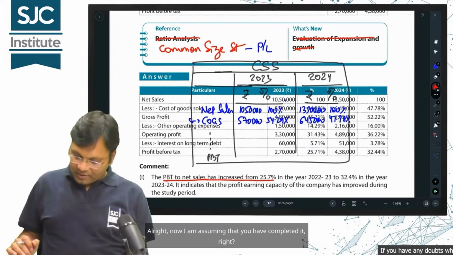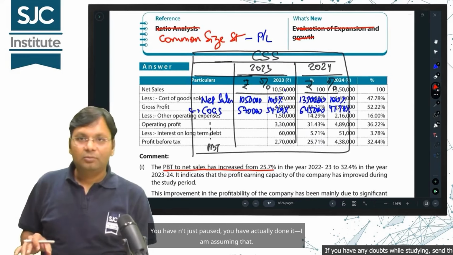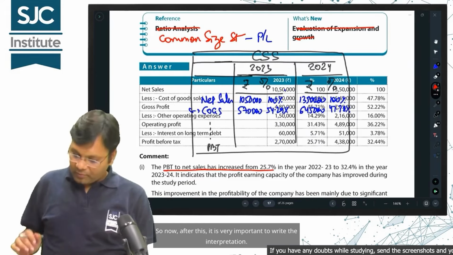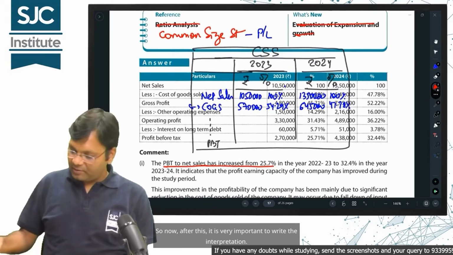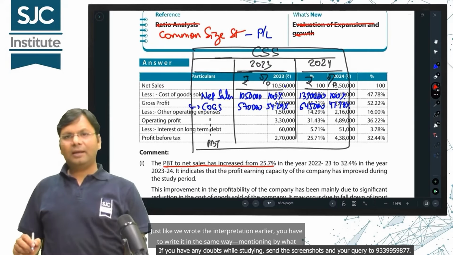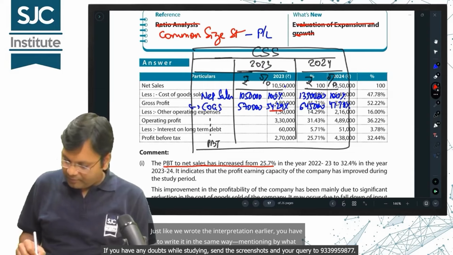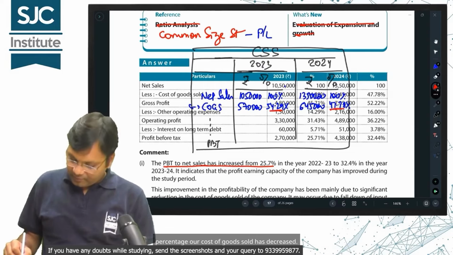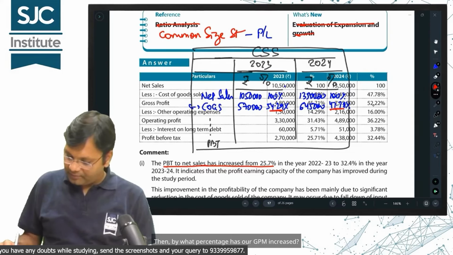Alright, now I am assuming that you have completed it, right? You haven't just paused, you have actually done it. I am assuming that. So now, after this, it is very important to write the interpretation. How should you write the interpretation? Just like we wrote the interpretation earlier, you have to write it in the same way, mentioning by what percentage our cost of goods sold has decreased. Then, by what percentage has our GPM increased?